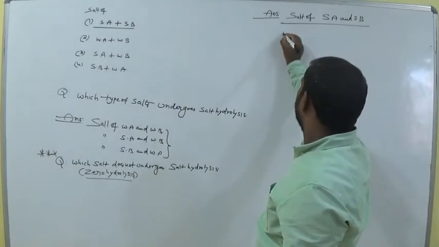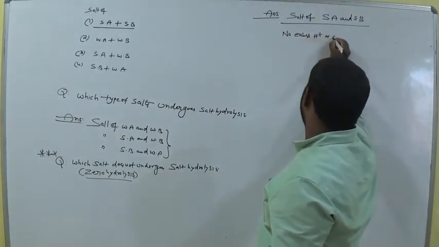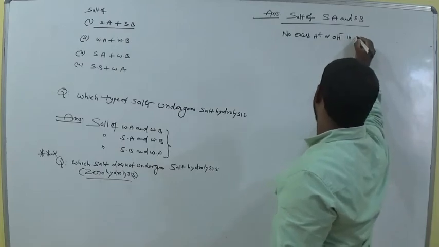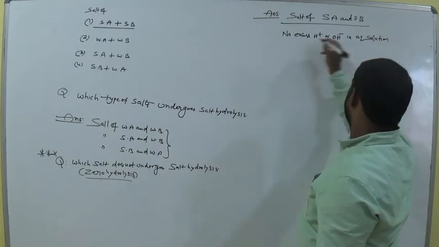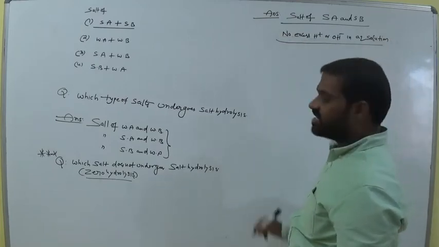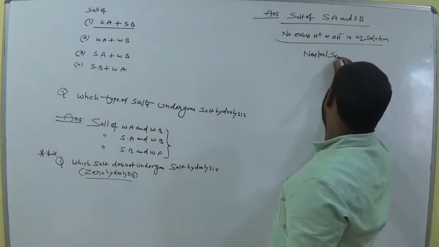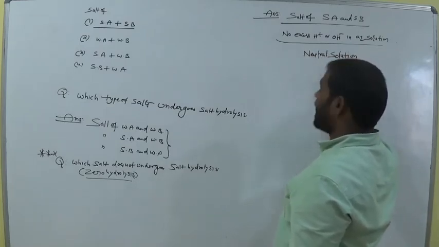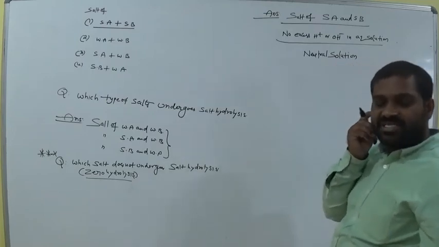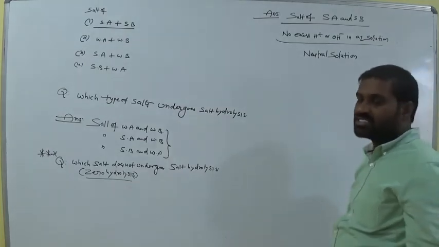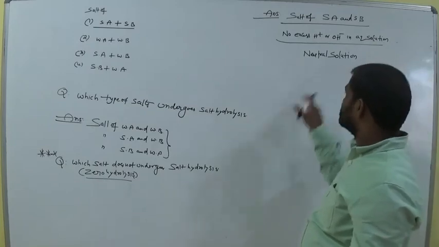That means no excess H plus or OH minus in aqueous solution. Am I right? No excess H plus or OH minus means it is a neutral solution. Clearly, it is a neutral solution, not an acid, not a base. Why? Because if there is more H plus, we call it acid. If there is more OH minus, we call it base. No excess H plus or OH minus in the solution, that means the solution is neutral.